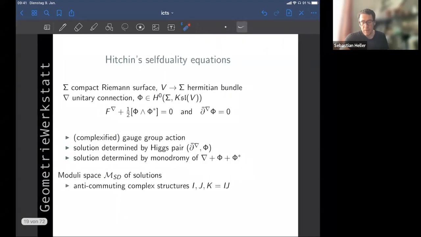So what you then get in the end is a moduli space. I call it the self-duality moduli space. So it's the space of solutions modulo gauge transformation, and it's a finite dimensional space. The dimension depends on the genus of the Riemann surface and on the rank of the bundle, of course. But that shouldn't matter so much.